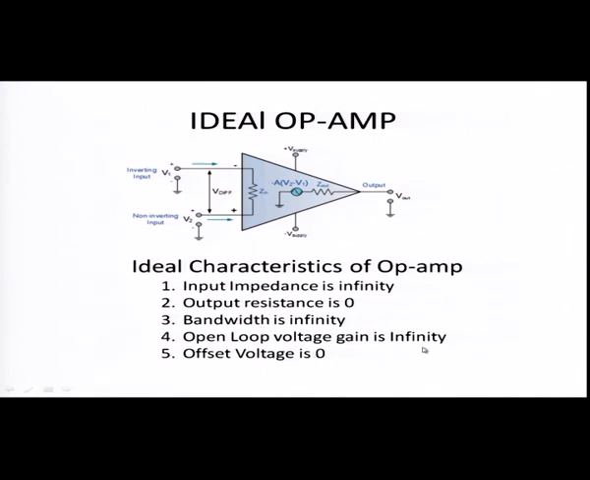Open loop voltage gain is infinity. The open loop voltage gain must be infinity in order to get the maximum amplification factor, or a maximum voltage at the output, even for lower input signals. Then the offset voltage is 0. Just now we have discussed the offset voltage. This is actually the voltage present at the output if the input signal is 0. So, if the input is 0, then the output voltage must also be 0. So, ideally the offset voltage is 0.